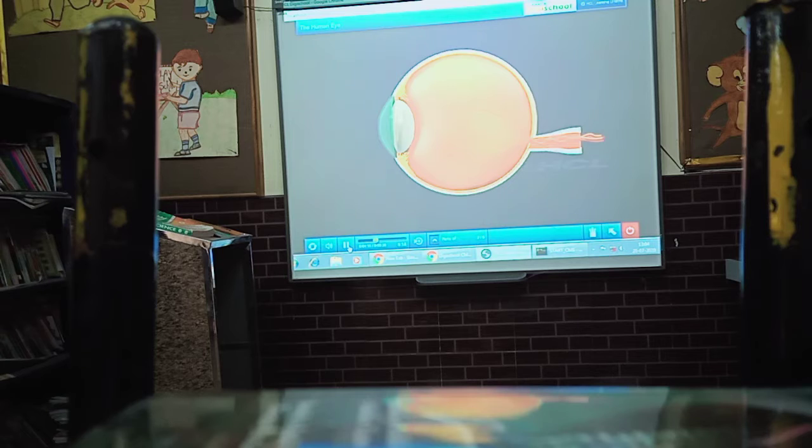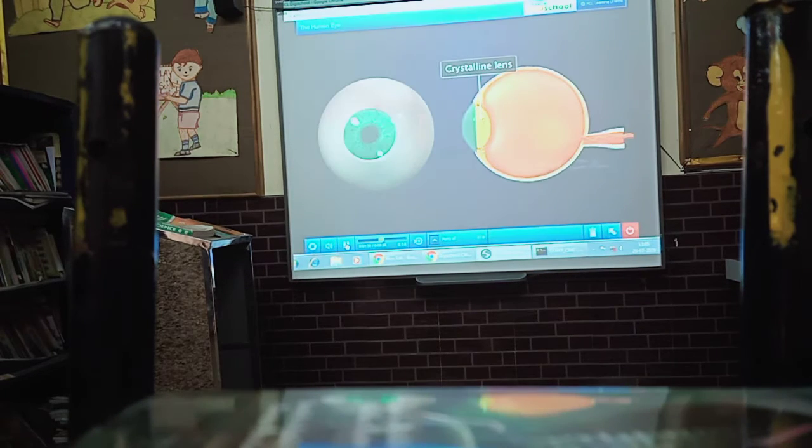The innermost layer of the eye has a membrane called retina. The retina has a large number of light-sensitive cells. The back of the eyes has optic nerves. The optic nerves transmit visual information to the brain. What do these optic nerves do? They transfer the information to brain.